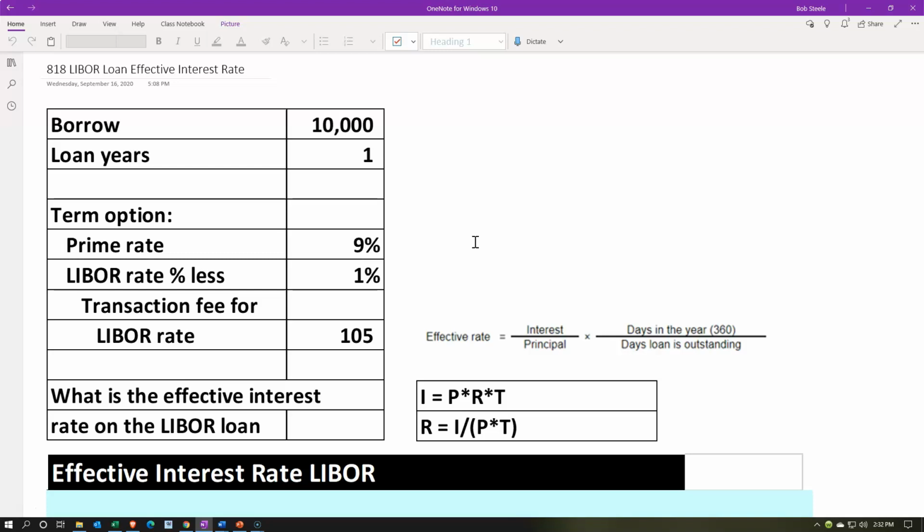How can I compare and contrast something now that you've deviated from the standard we normally have, which is to calculate the cost of the loan simply with the interest? We'll use our effective interest rate formula to do so.